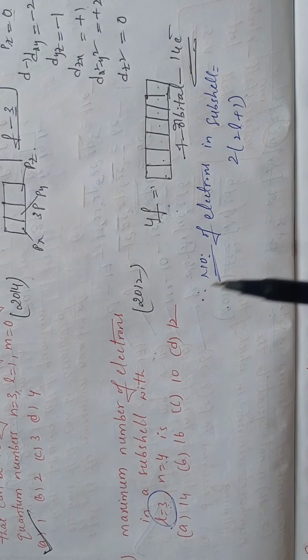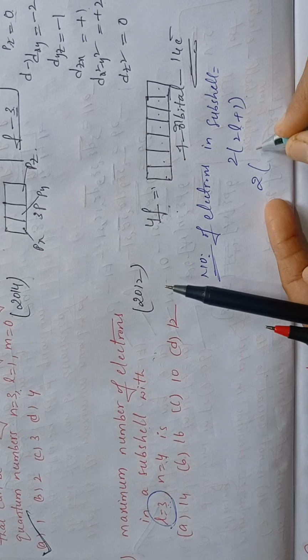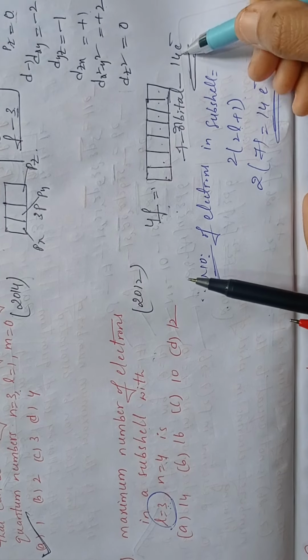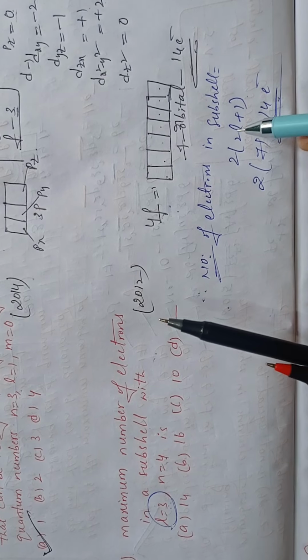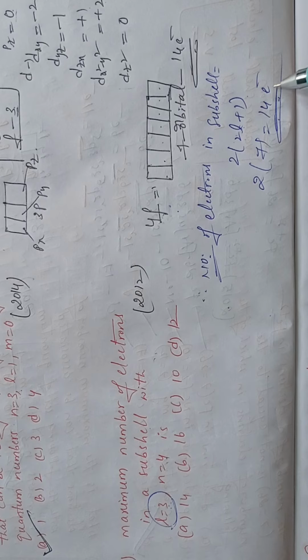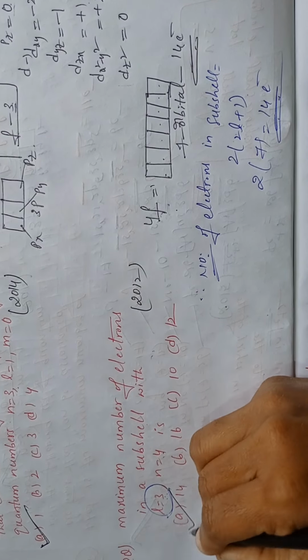You will get the answer 2 into 2L plus 1. L equal to 3 means 2 into 3 plus 1, that is 7. 2 7s are 14 electrons. Like this you can calculate, or you can use the direct formula 2 into 2L plus 1. Are you clear, students? So from this we got the answer: 14 electrons. Option A is the correct answer.